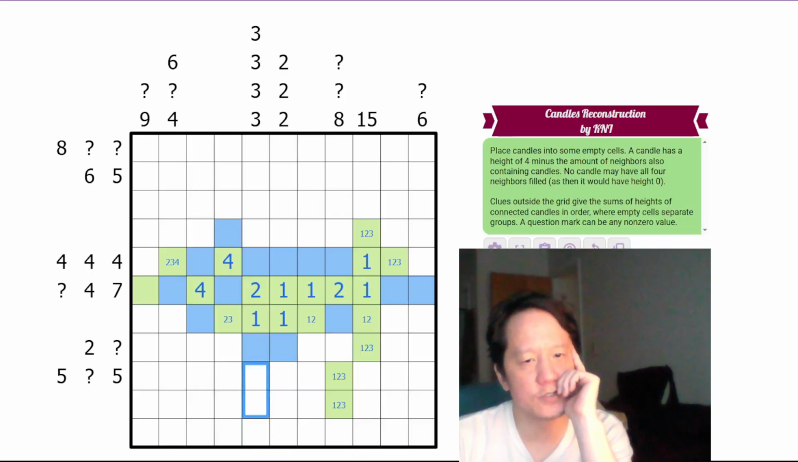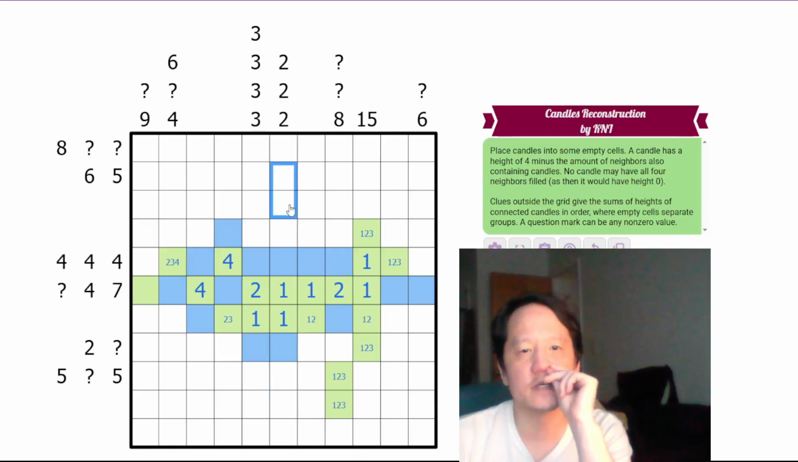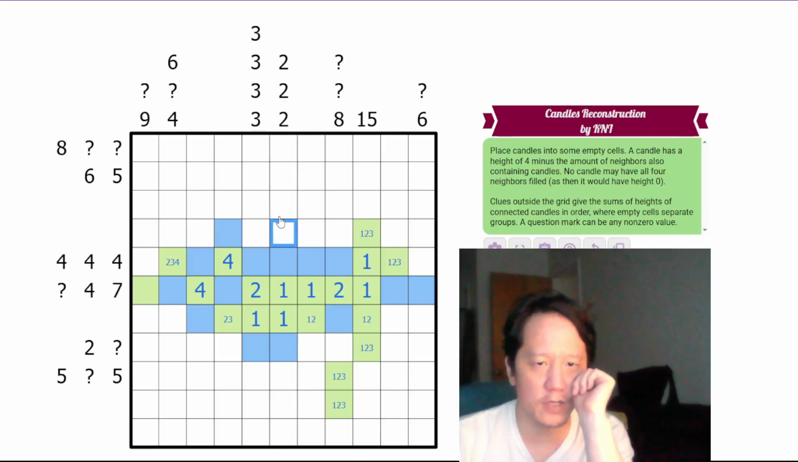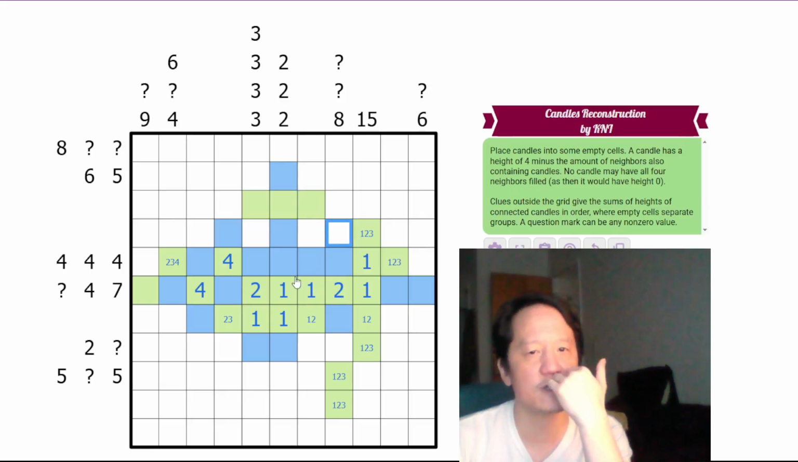Oh, that's interesting. For each of the sets of 2 and 1 here. So for each of the sets of 2 here, if there's a 2 by itself, that means you have to have blue be on either side, which means the neighbors with candles have to be here, right?